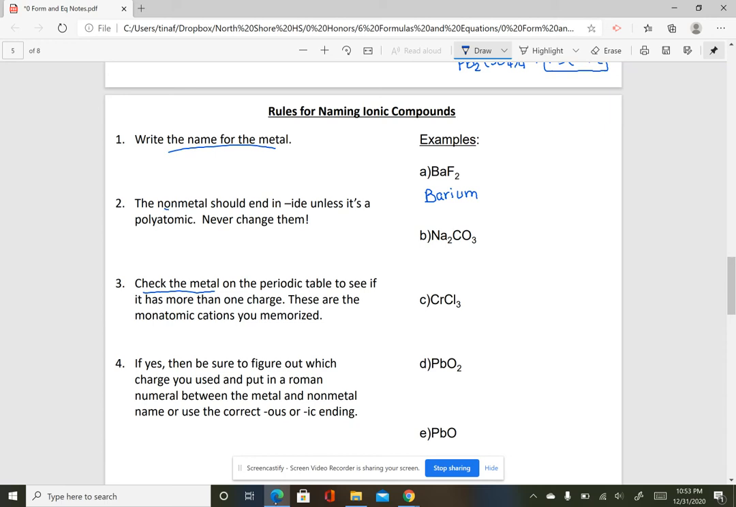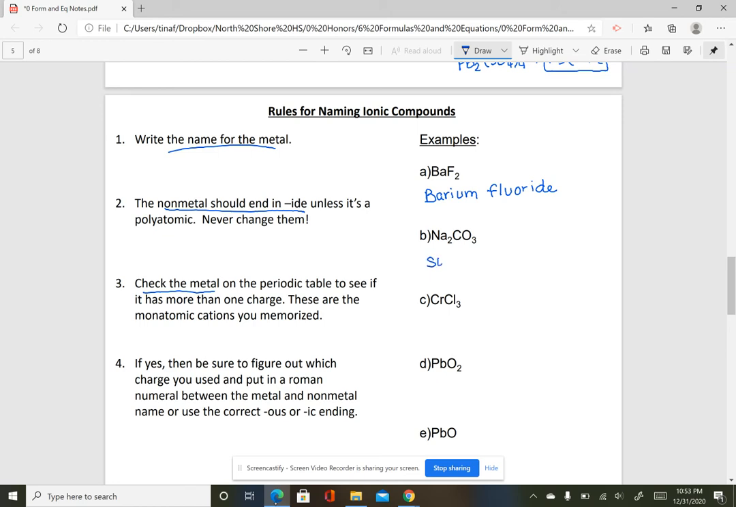This is just going to be barium. And then the nonmetal should end in IDE. So F is fluorine, but I'm going to call this barium fluoride. Okay, nice easy one. All right, let's look at the next one.